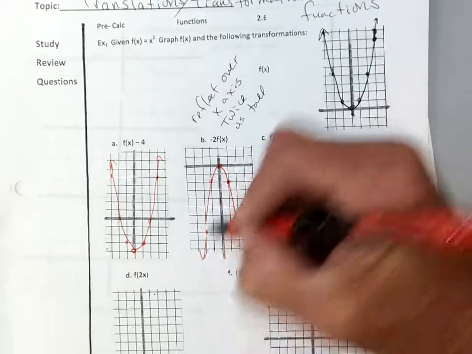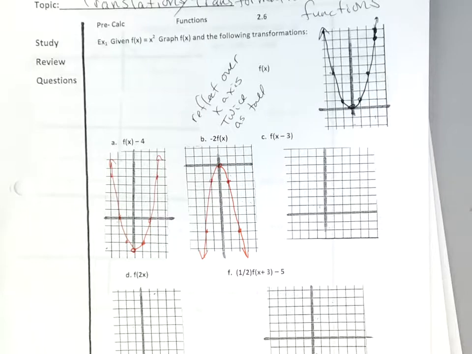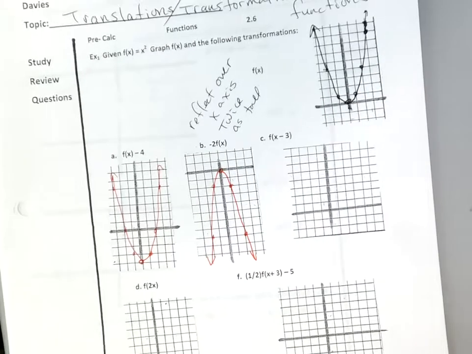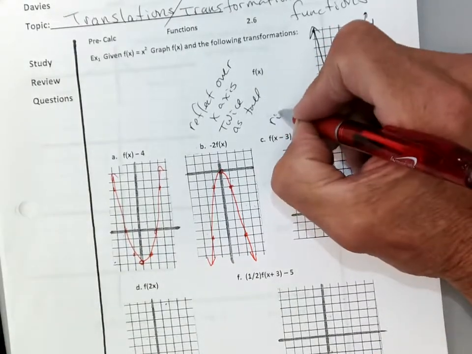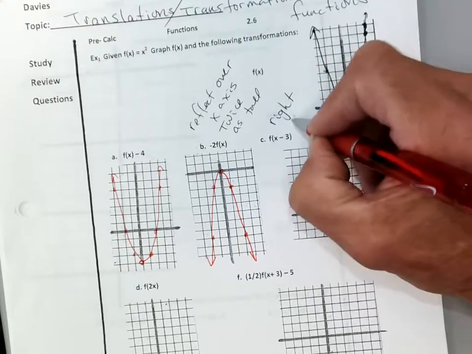Okay, how's that? How about C? Am I going too fast? Horizontal shift. Which way? To the right. To the right, yes. So right 3 units, right?